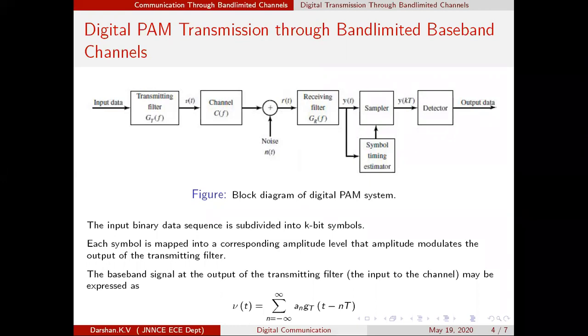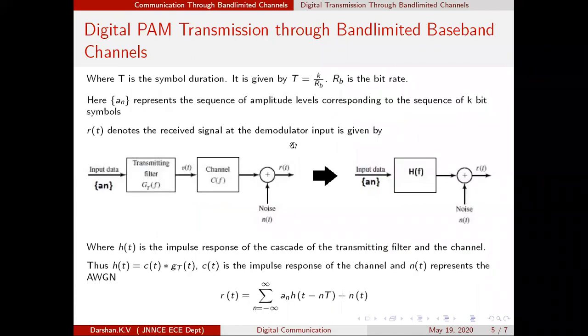Okay, next we will see. They have explained what C is. T is symbol duration, bit rate. Currently we will not bother about this. When time comes, we will get into what T means, what bit rate means, and other things. So we'll just continue our explanation.